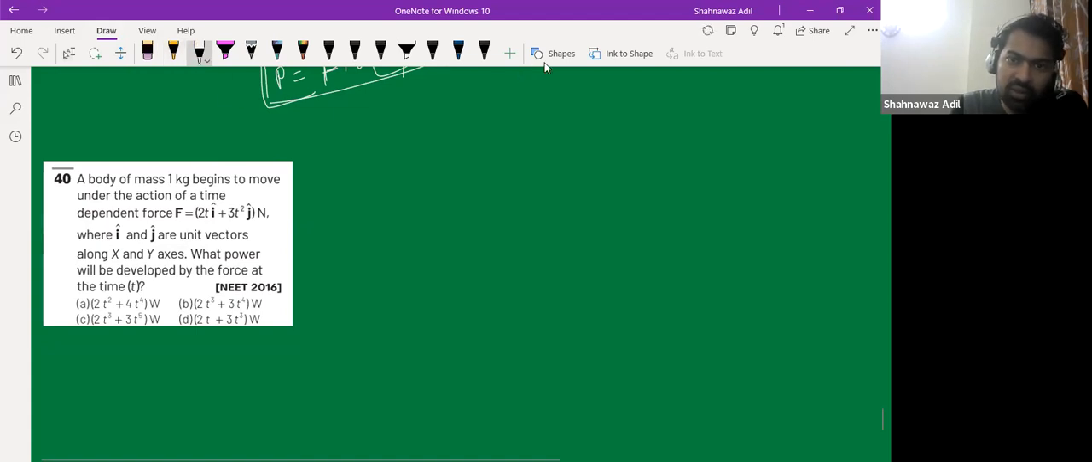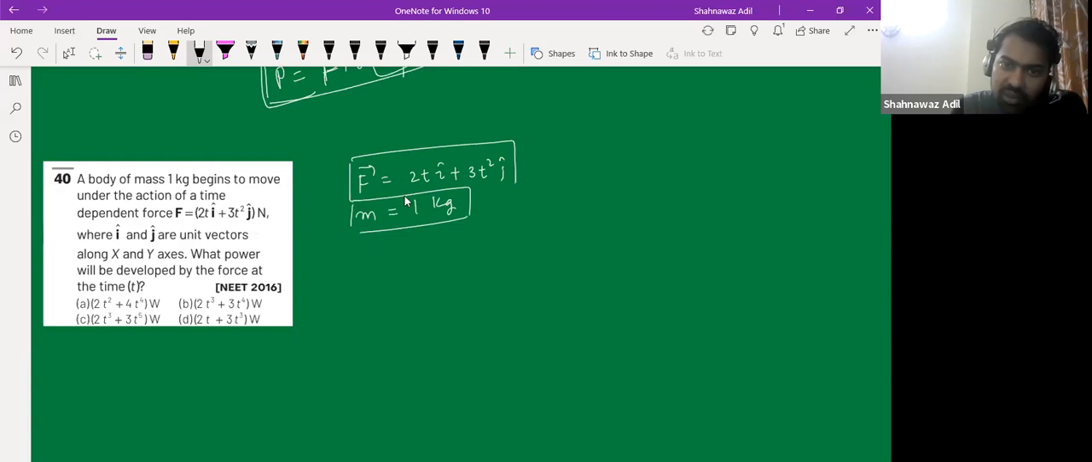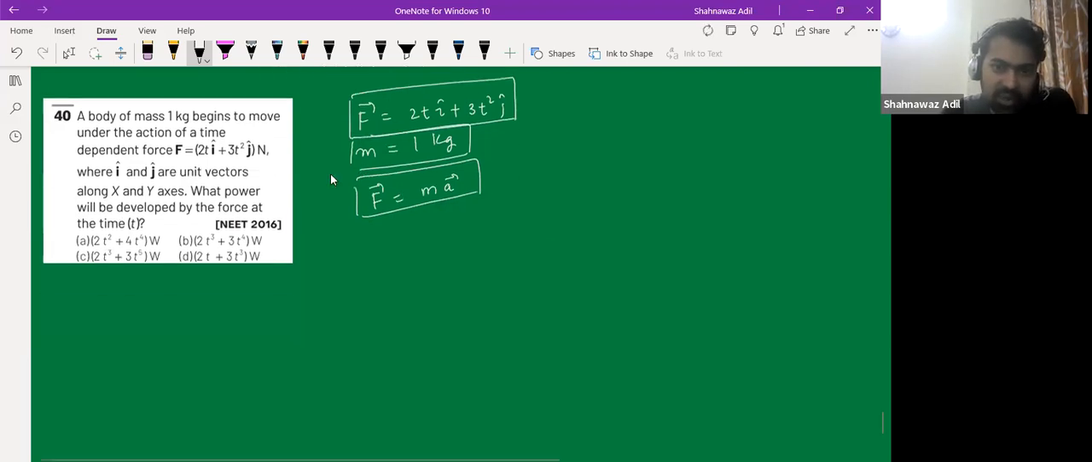The force is given. This is 2t i hat plus 3t square j hat. And the mass is also given, which is 1 kg, right? So using this, what can we calculate? We know that F is ma, right? So we can calculate the acceleration at time t.